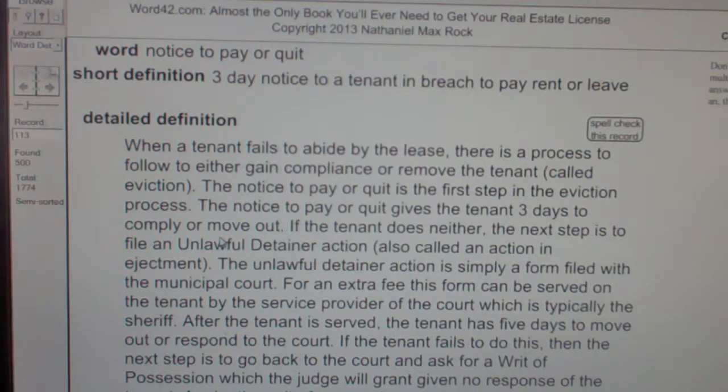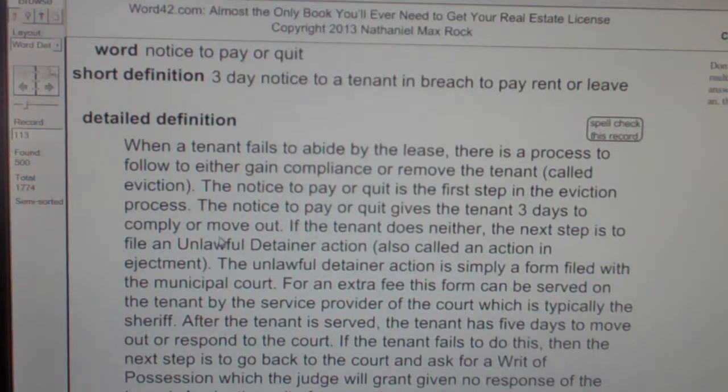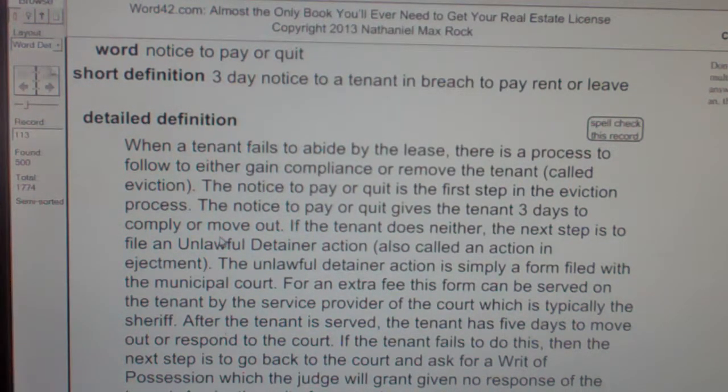Notice to pay or quit. 3-day notice to a tenant in breach to pay rent or leave. When a tenant fails to abide by the lease, there is a process to follow to either gain compliance or remove the tenant, called eviction. The notice to pay or quit is the first step in the eviction process. The notice to pay or quit gives the tenant 3 days to comply or move out.